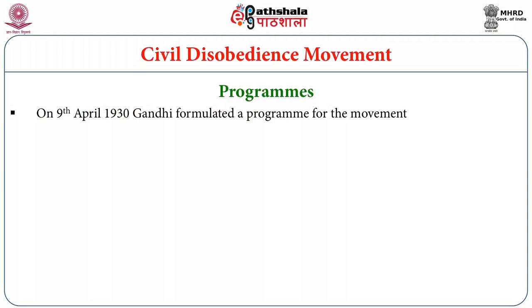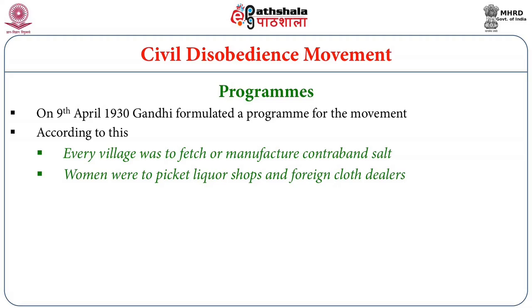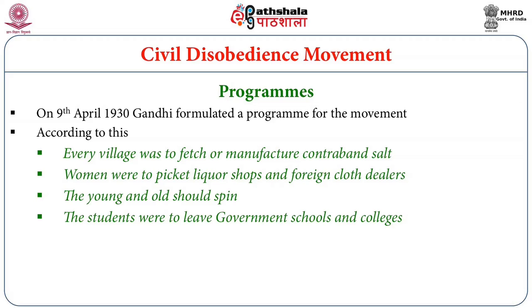On 9th April 1930, Gandhi formulated a program for the movement. According to this, every village was to fetch or manufacture contraband salt. Women were to picket liquor shops and foreign cloth dealers, and he also urged that the young and old should spin cloth. The students were to leave government schools and colleges as a protest and as a part of the civil disobedience program.